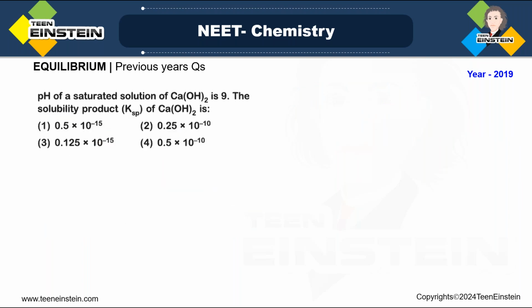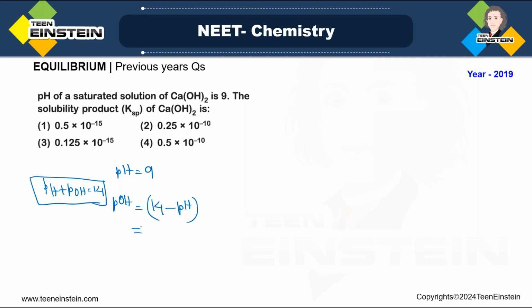The pH of a saturated solution of calcium hydroxide is 9, and you have to find the solubility product of calcium hydroxide. So the pH of the saturated solution is 9. So when you know it is 9, you can calculate pOH. Now why am I calculating pOH? Because pH and pOH together, the value is 14. If you know this relationship, you can calculate pOH, which is 5. 14 minus 9, it is 5.